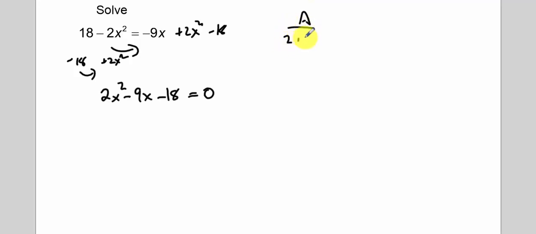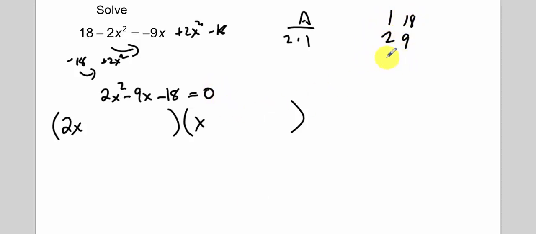Notice since my a term only has factors of 2 and 1, I'm going to go back to my guess and check. I'm going to put a 2 here and a 1 here because there's only one way to get 2. Now there's several ways to get 18. I can go 1 and 18, 2 and 9, and 3 and 6. I need to get a 9 when I'm adding. I know that if this is a negative 18, I have to have a positive and a negative in here somewhere. So to get a 9, if I put a 6 here and a 3 here, there's 12 and 3, which gets me a 9 as long as the 6 is a negative and the 3 is a positive.